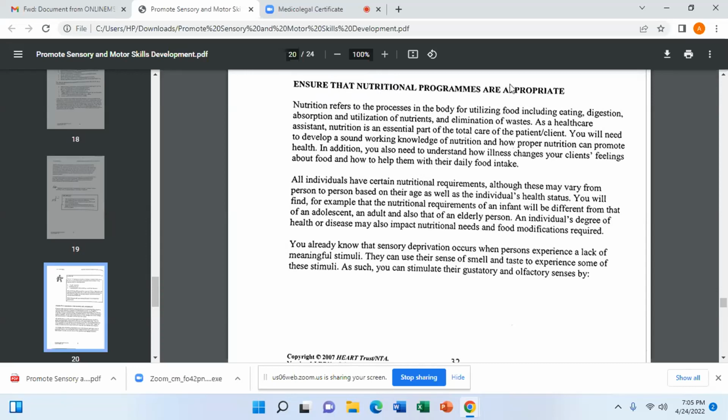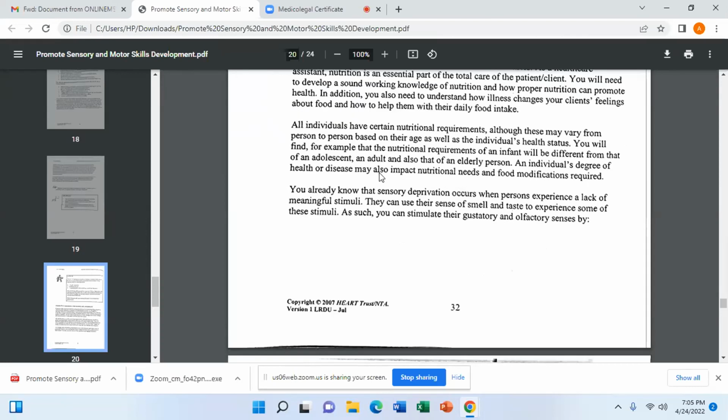Ensure that nutritional programs are appropriate. Nutrition refers to the process by which the body utilizes food, including eating, digestion, absorption, and utilization of nutrients, and elimination of waste. And nutrition is an important part of the total care of the patient. Therefore, it is important that you have knowledge of proper nutrition so that you can promote good health.